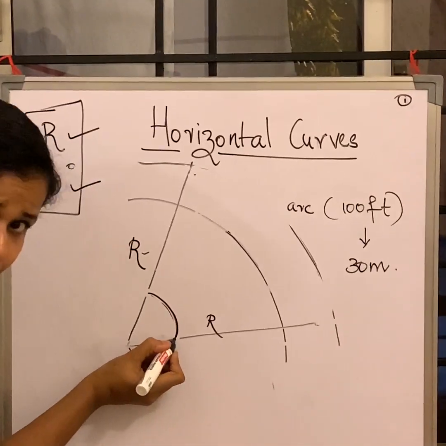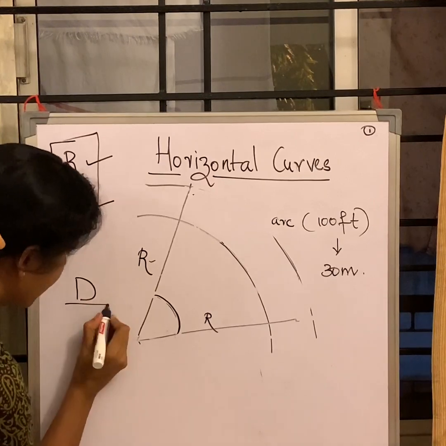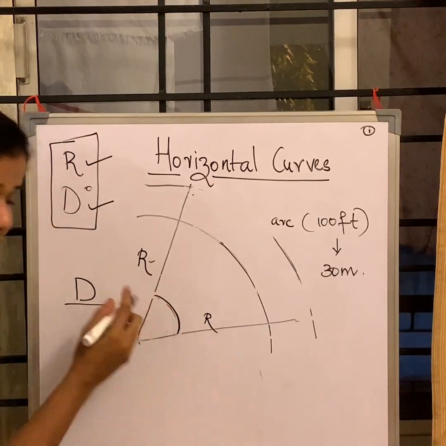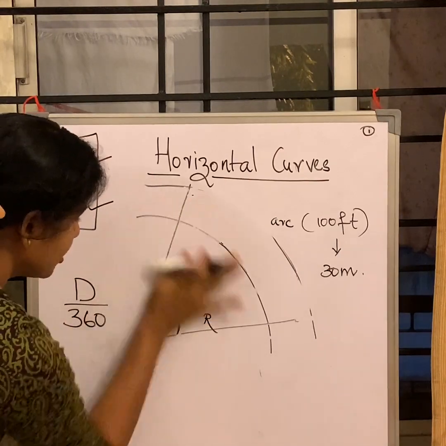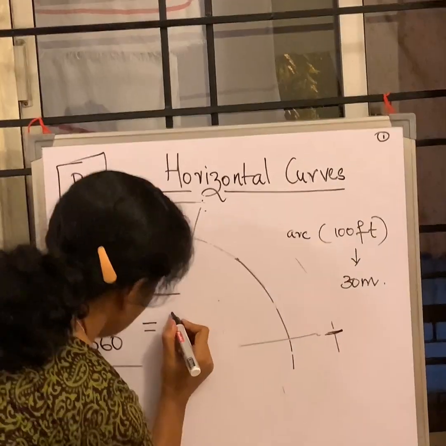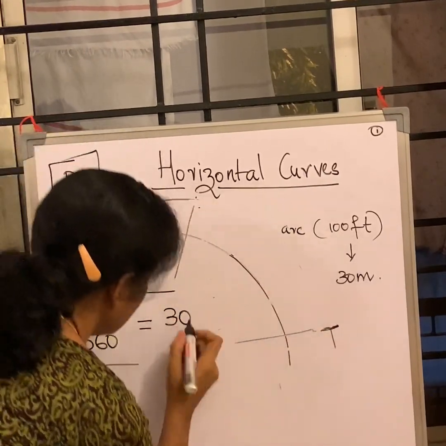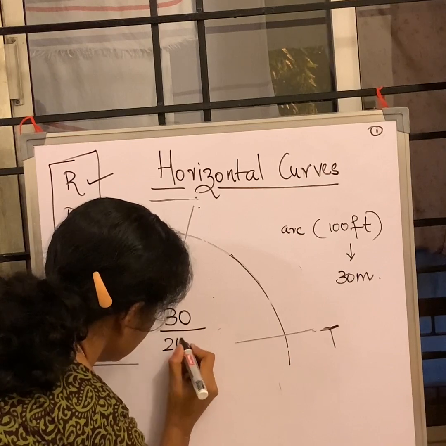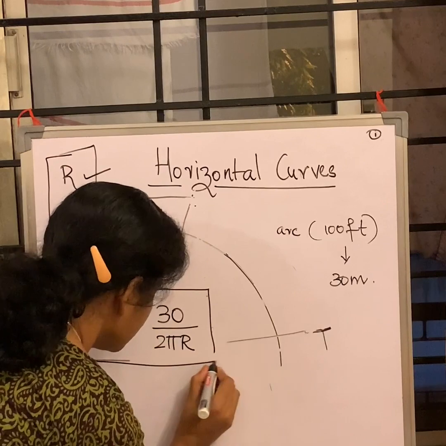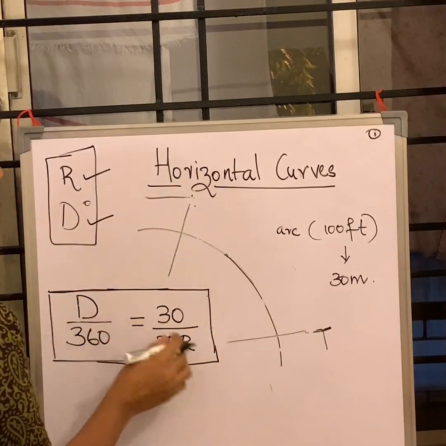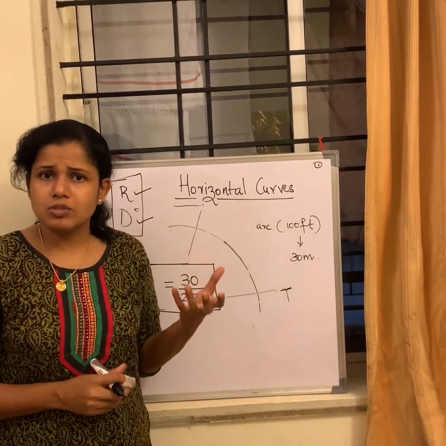If this is my degree of angle subtended, I'm going to take it as D divided by, I know that the entire circle is around 360 degrees. So D by 360 is equal to the arc length divided by the perimeter of it, 2 pi r. So one can establish a relation, that is the degree of curve with respect to the radius. So this is how generally we designate a circular curve.